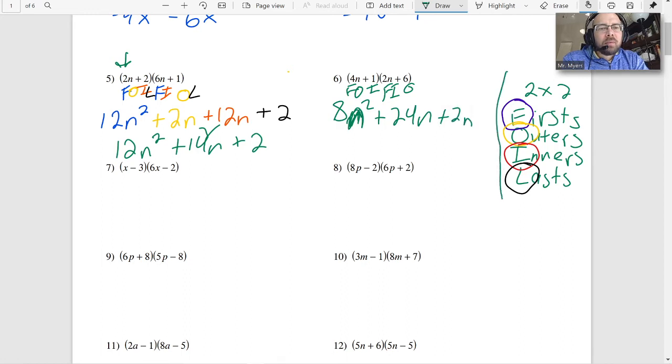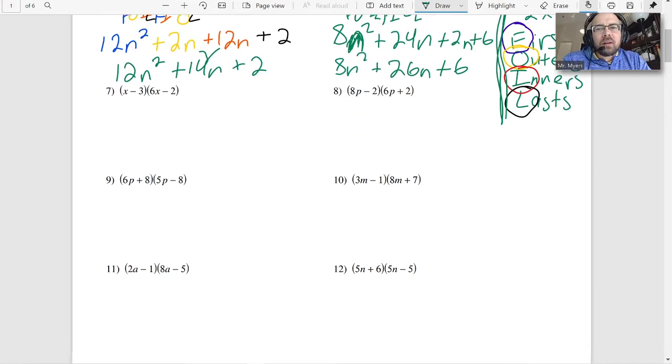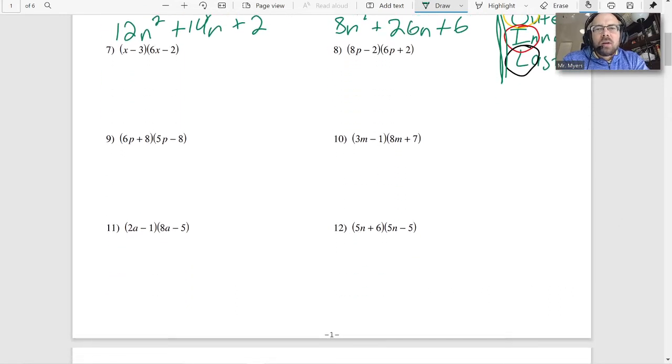I need to make a little barrier here. And then last times the last. 1 times 6 is 6. And then we combine the middle terms. And like I said, you're almost always going to combine the middle terms. There are some times that you wouldn't, and we might run into one of those later on. But for right now, we're always going to combine those middle terms. All right, I think I'm just going to keep with the same shade of green, at least for this page, and then I'll just change colors when we get to the next page.